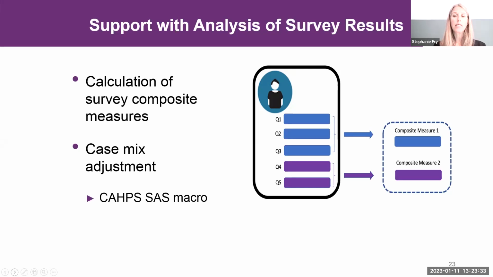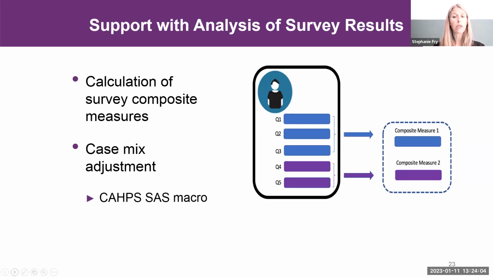All CAHPS surveys include composite measures, which are groups of questions that together assess patient experience in a particular area. For example, communication with a healthcare provider: there's one overarching domain, but it's made up of several individual questions. Through analysis, you combine data for each of the questions and calculate a composite score. Typically, individual items are less reliable than multiple item combinations getting at that broad domain.